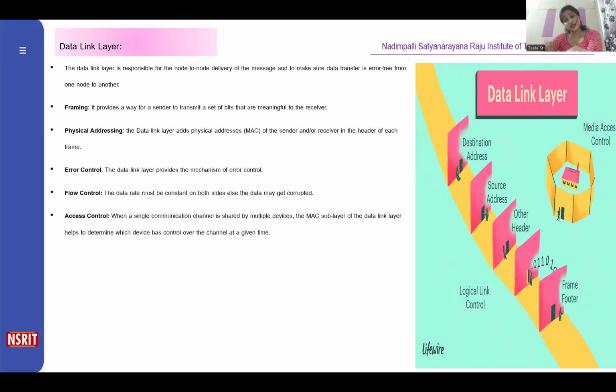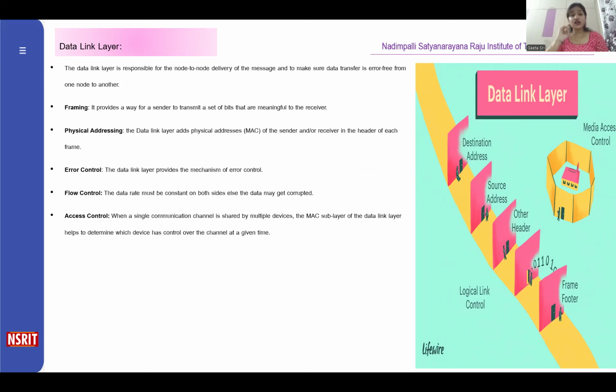Flow control is nothing but the data rate must be constant. The sending and receiving of the data speed should be constant. It is called flow control, and it is maintained by data link layer in computer networks. It also deals with error control. This layer provides different mechanisms for error control on both sides.